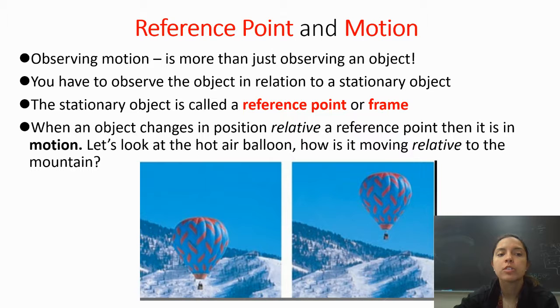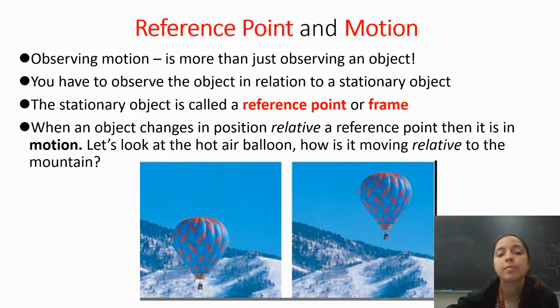Reference point and motion. So observing motion is more than just observing an object. You have to observe the object in relation to a stationary object. A stationary object will be something that's not in movement, something that will stay in the same location, does not move. The stationary object is called a reference point or a frame. When an object changes in position relative to a reference point, then it is in motion.